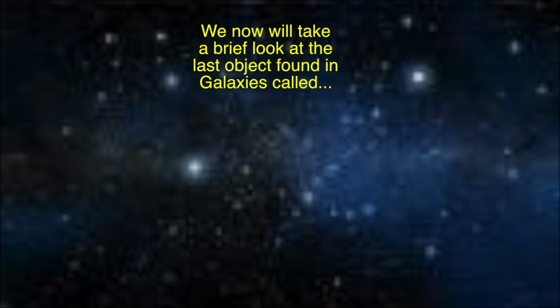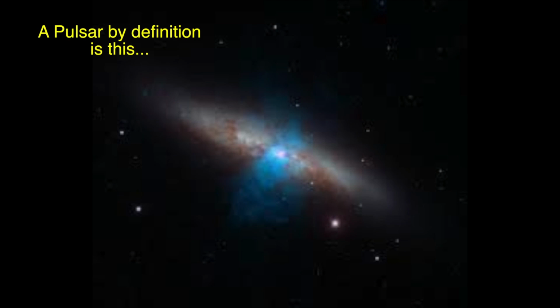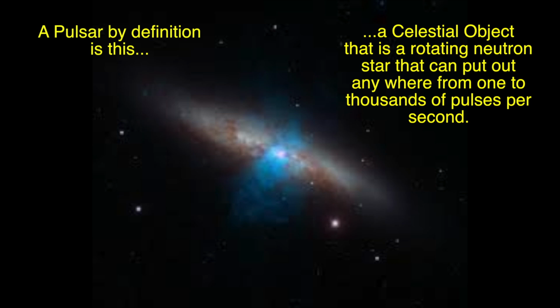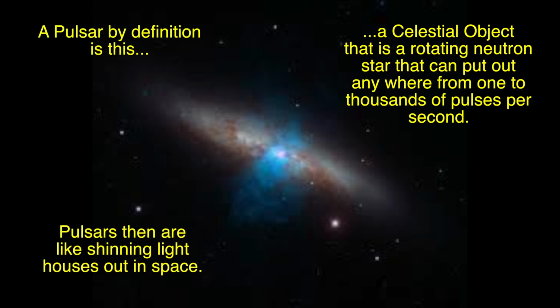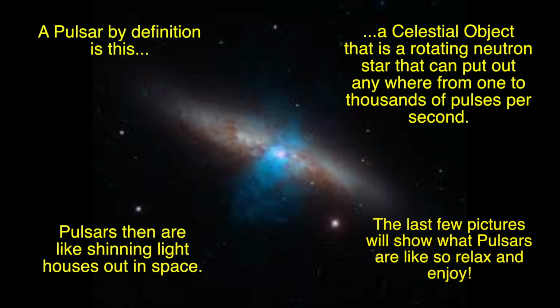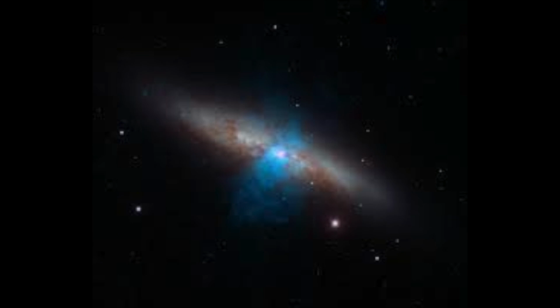We now will take a brief look at the last object found in galaxies called pulsar. A pulsar, by definition, is this: a celestial object that is a rotating neutron star that can put out anywhere from 1 to thousands of pulses per second. Pulsars, then, are like shining lighthouses out in space. The last few pictures will show what pulsars are like, so relax and enjoy.